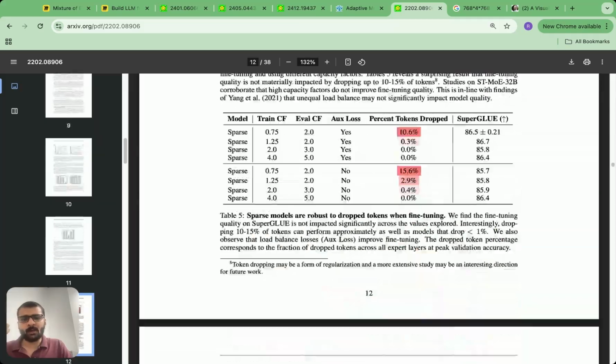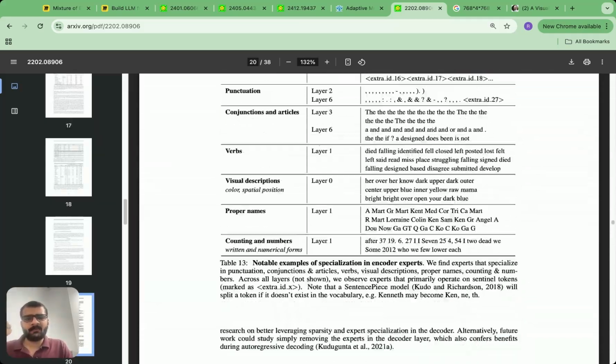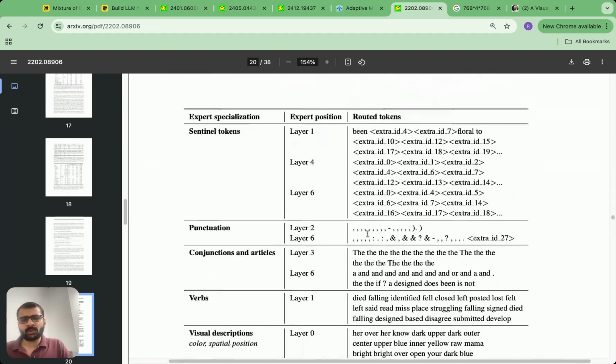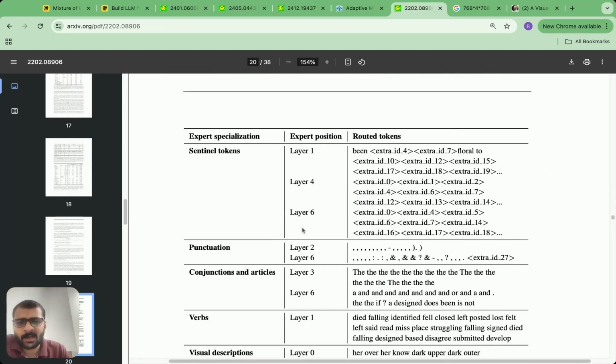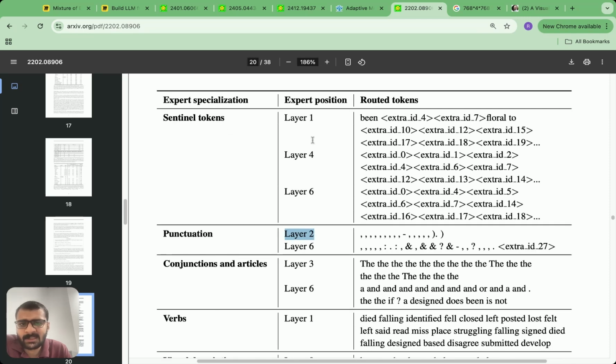If you scroll down towards the end, here they have Table 13 where they actually show what the different experts are learning. Here the layer corresponds to the transformer block. If you look at layer number 2, you see that the experts in this layer are learning punctuation. Whenever there is punctuation in the input sequence, that is routed to these particular experts who are trained to understand punctuation. This column is routed tokens, which means that whenever we have punctuation, it will be routed to these experts in layer 2.